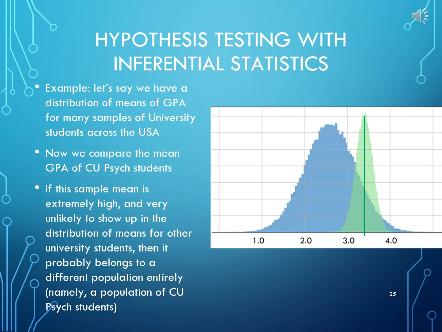So if the null hypothesis was true, that there's no difference in average GPA between CU psychology students and other students, then it would be very unlikely that we'd see such a high GPA for CU psychology students. So more than likely, it means that these are two different distributions, and we would reject the null hypothesis that these two groups, CU psychology students and everyone else, have the same GPA. Probably CU psychology students are just somehow qualitatively different.